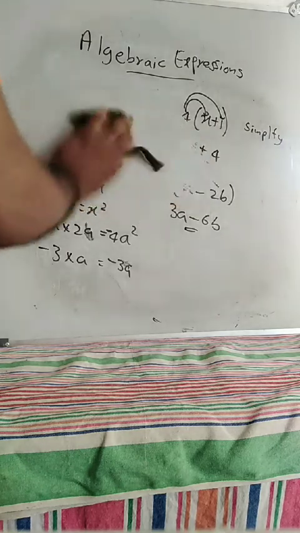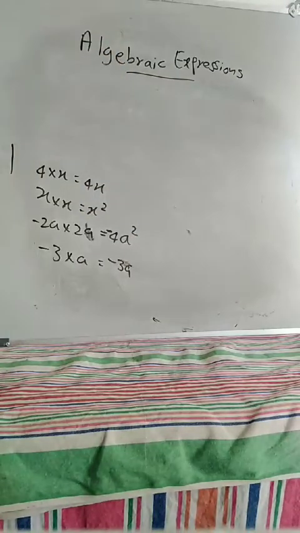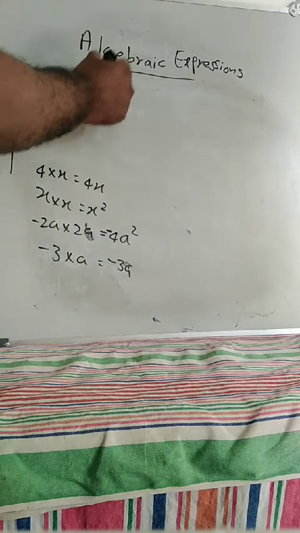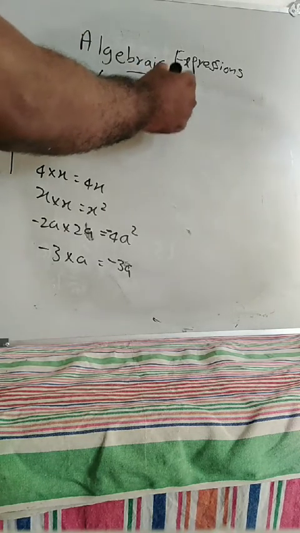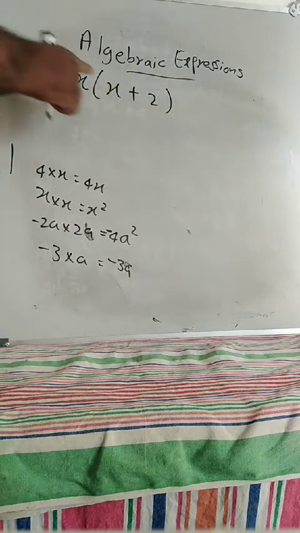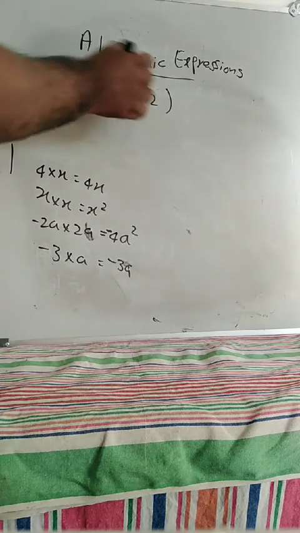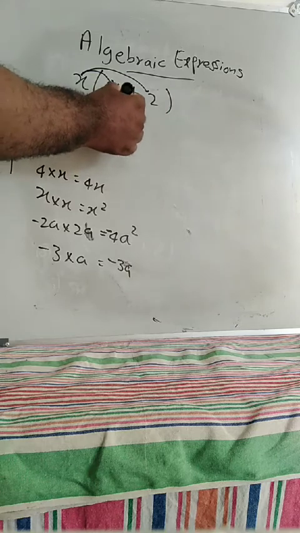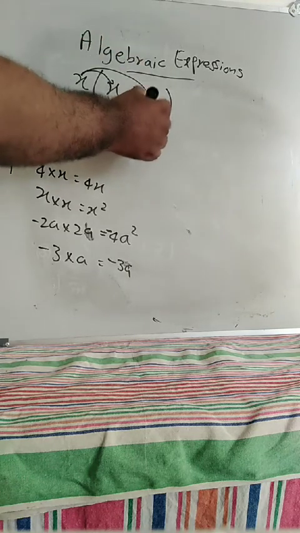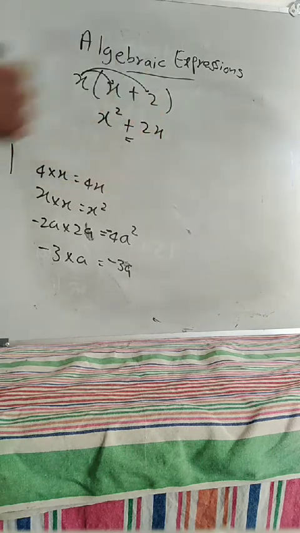Another one. Here, x into x plus 2, brackets, remove brackets. Then x should multiply x and x should multiply 2. When x into x, x squared, plus x into 2, 2x. This is the final answer. Another one.